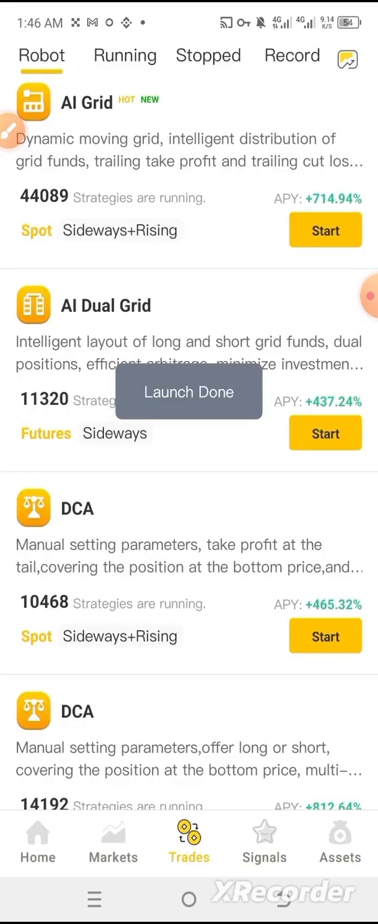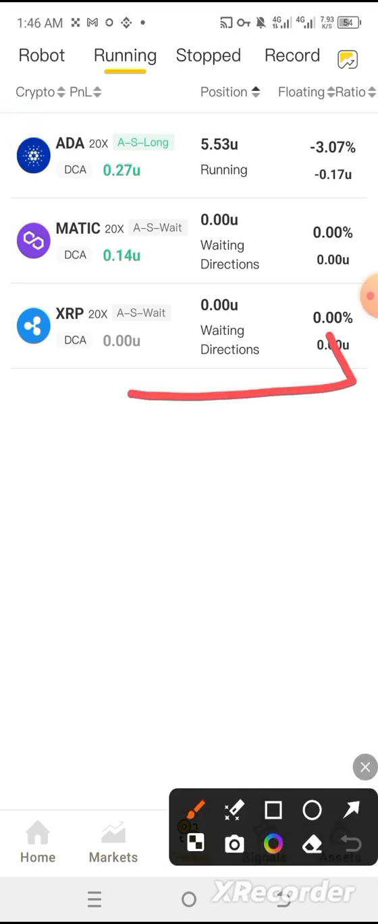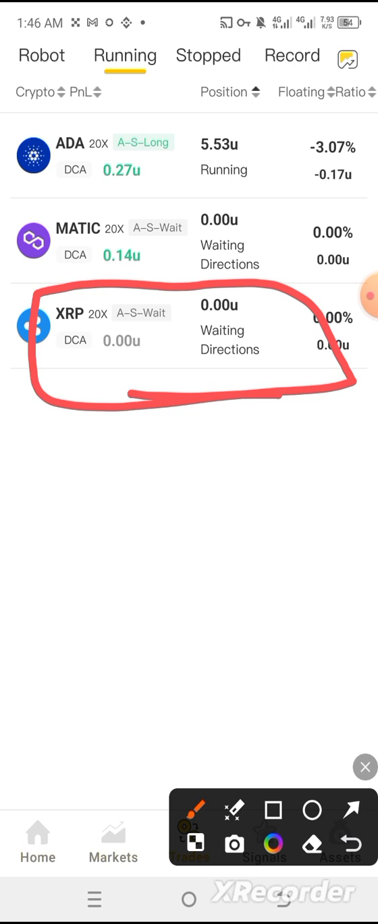Launch, and that's all. So let's check our running trade if it purchases instantly. As you can see, it is waiting for direction. It did not purchase instantly. Till the system is sure of the next trend, it will not initiate the trade.